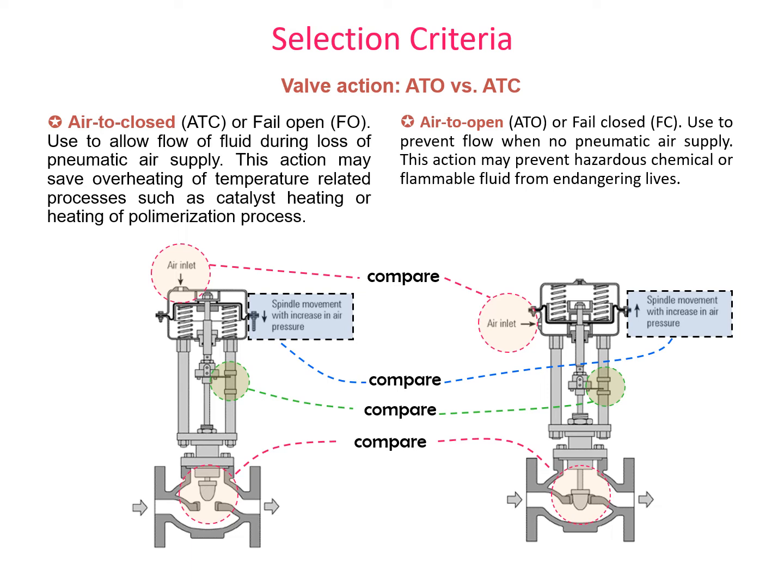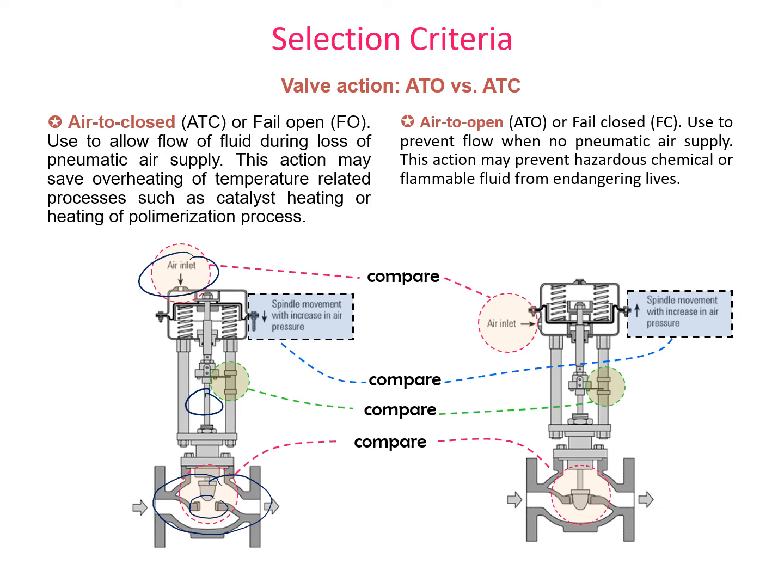We can see the air inlet is from above. That means to operate this valve, we need to supply the air from here, and that air will push the spring down and cause the stem to go down, and this seat will close the hole. That's the way the air to close valve operates. But when there is no energy supply, there is no air that can be fed into the valve, and this valve will remain open like this.